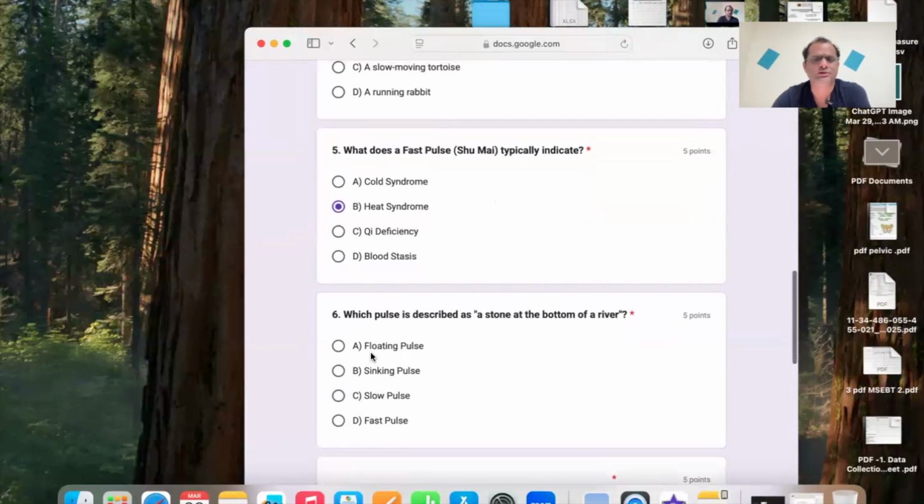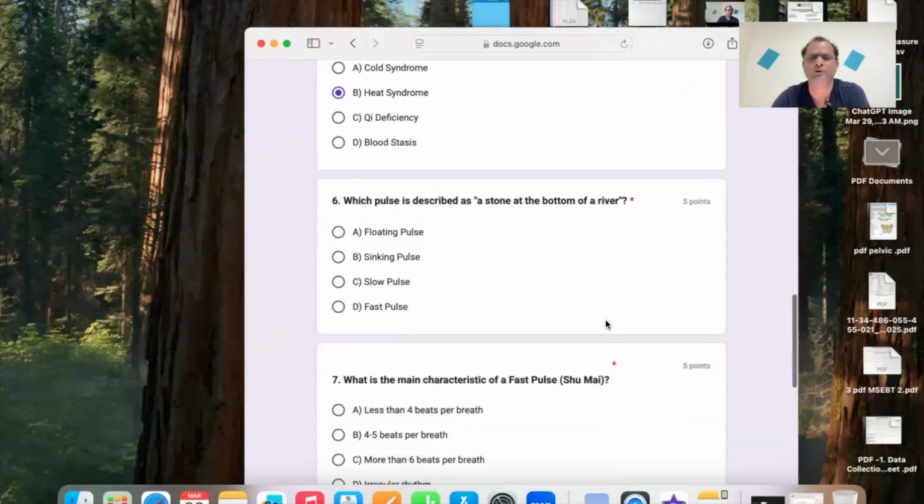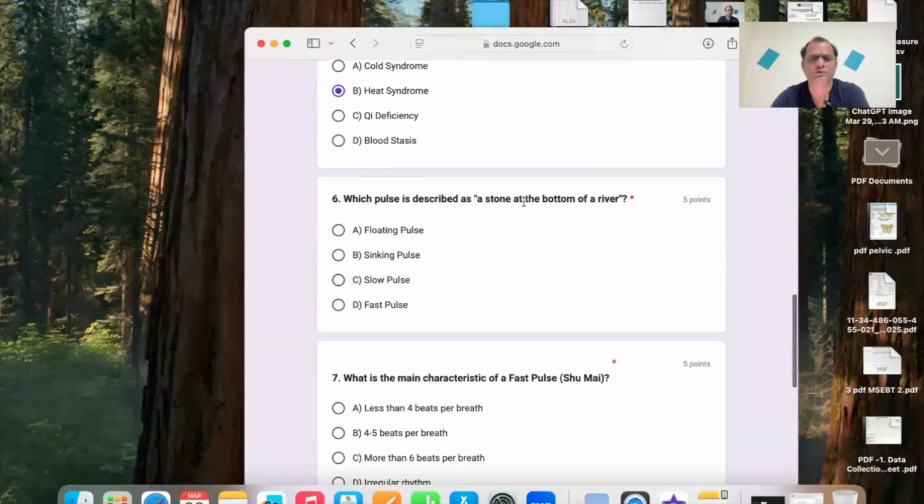Question number 6. Which pulse is described as a stone at the bottom of the river? Sinking pulse. Stone at the bottom of the river. Because a sinking pulse will not be felt on the surface. We have to go to the bottom of the river.